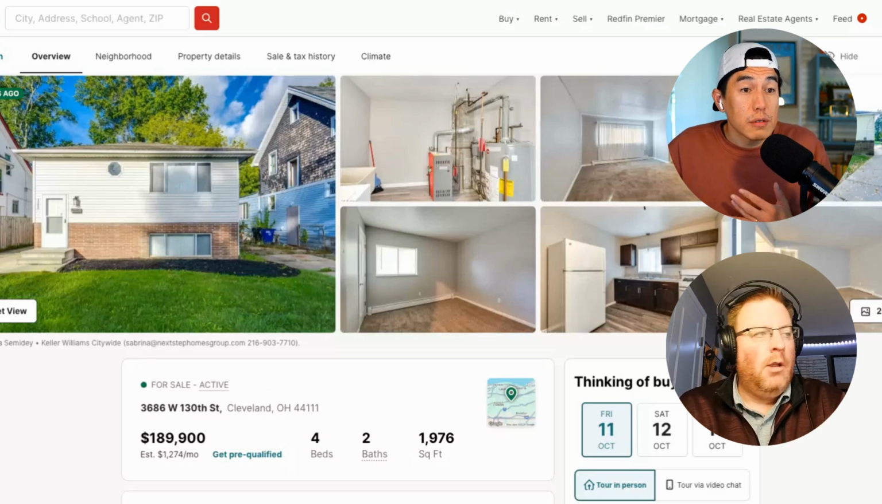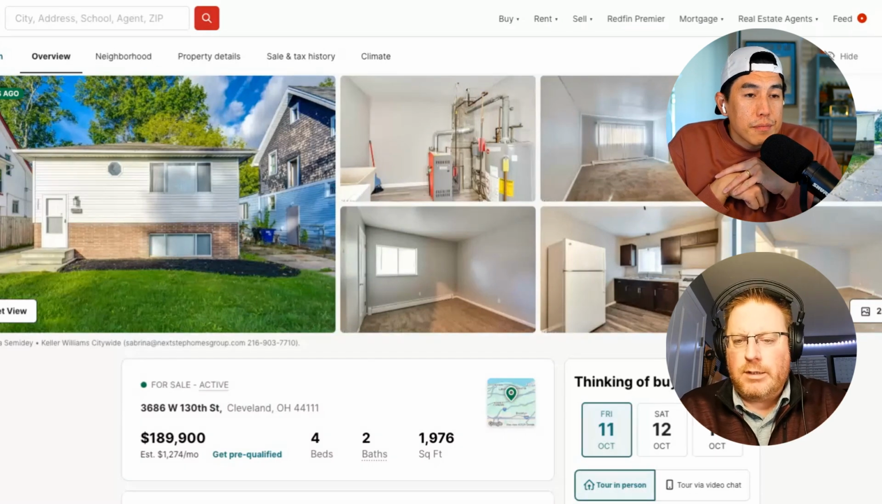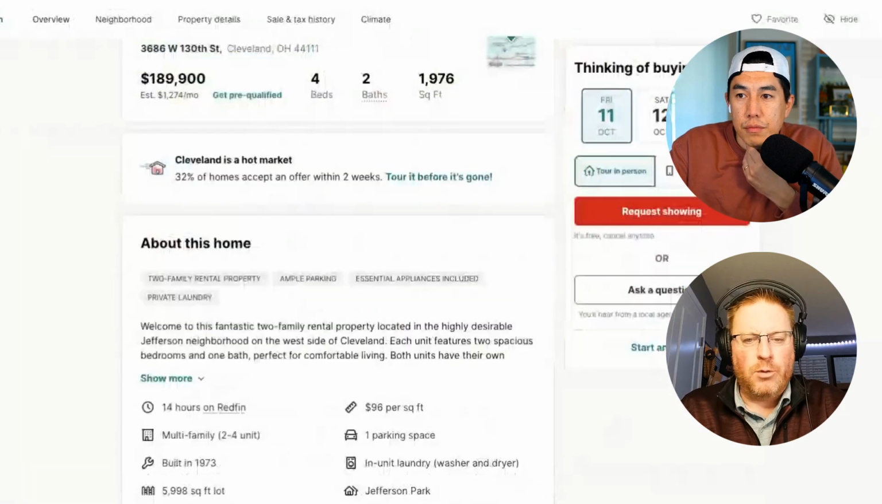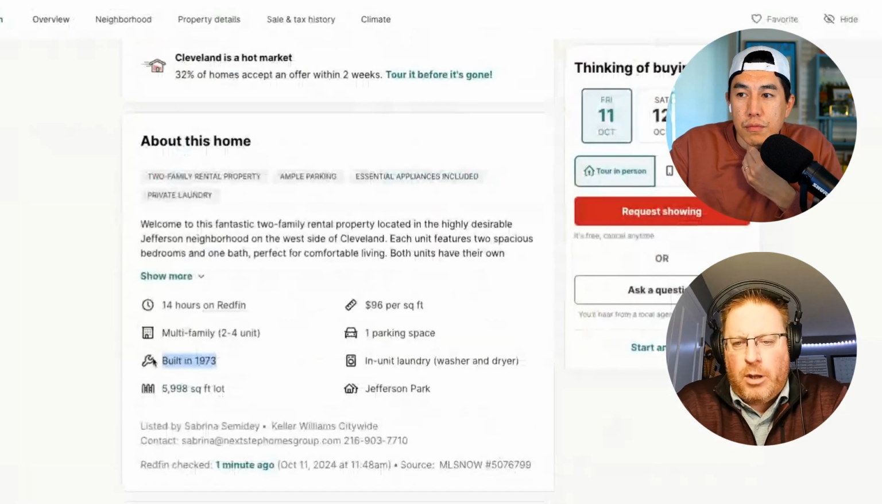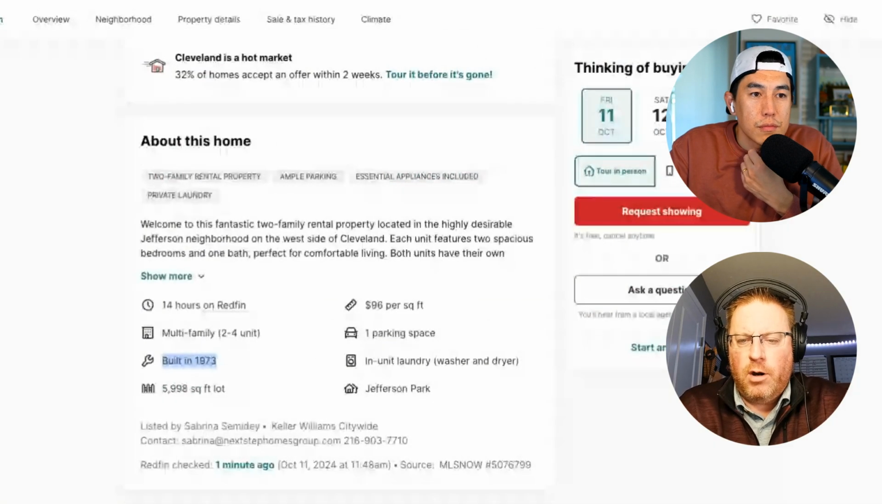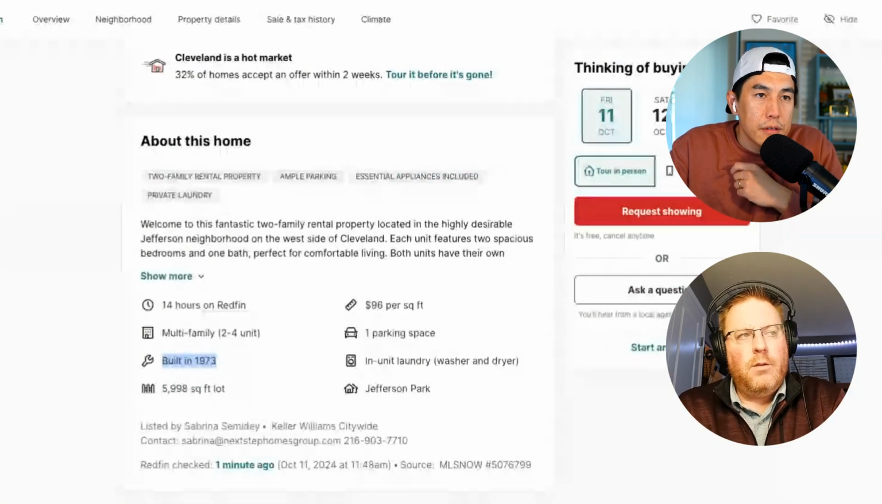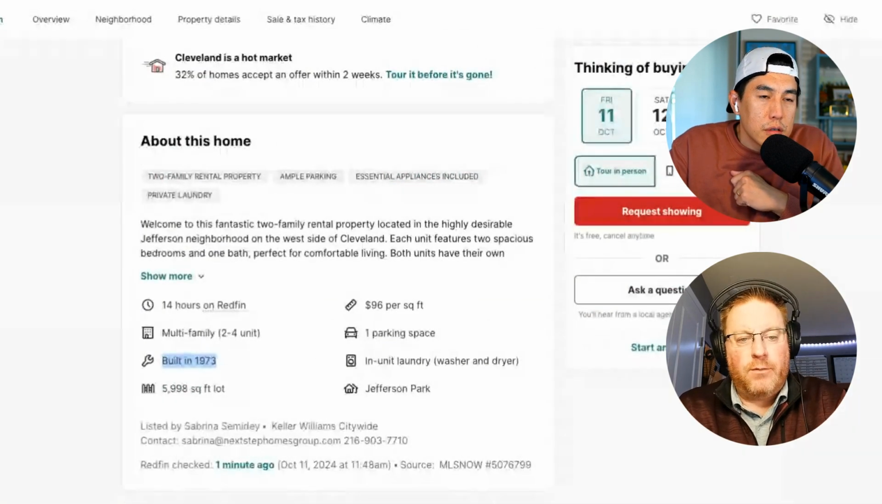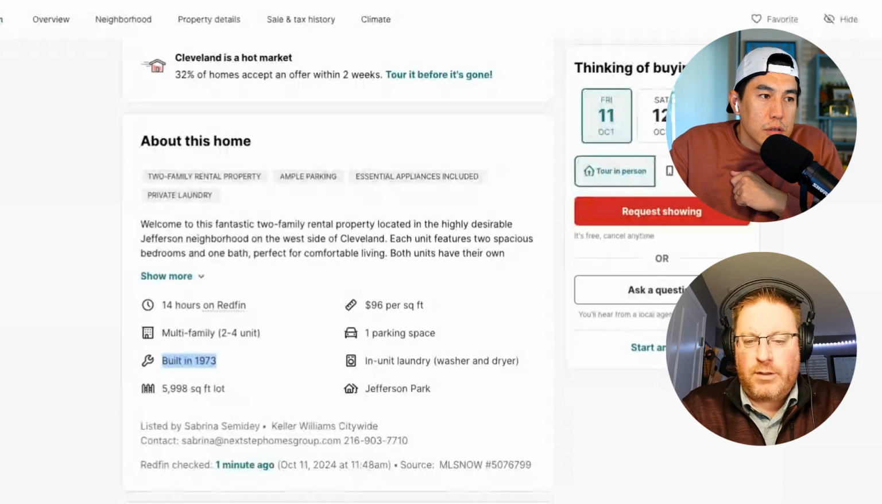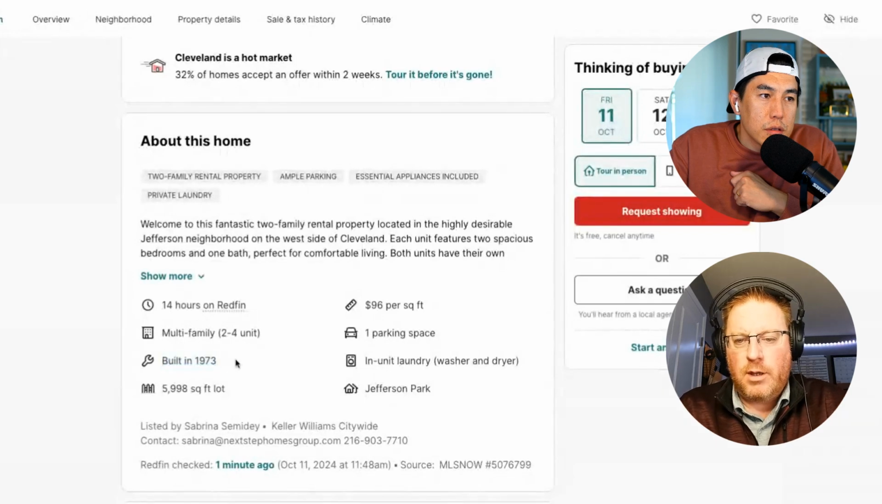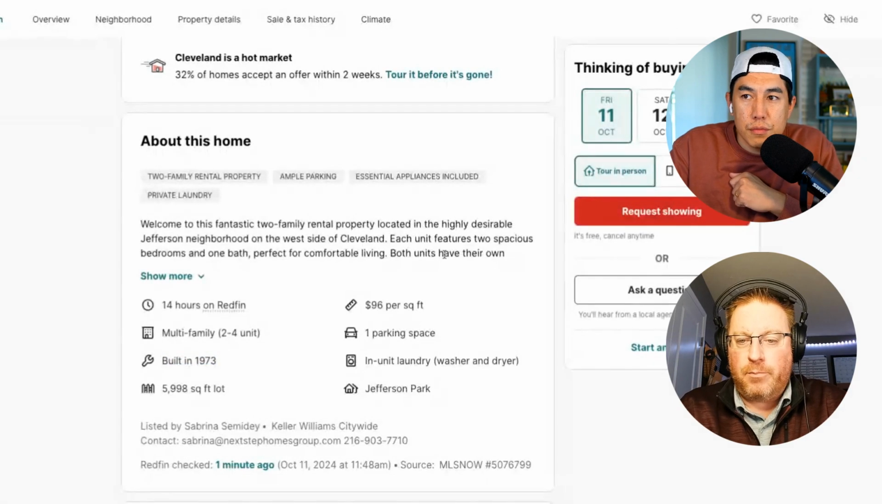I do like the property. I like the fact that it's built in 1973, straight off the rip, so you've got modern construction. Obviously, like I mentioned, I have concerns about that vacant property next door. But what really is attractive to me on this one is the fact that they have a tenant in place in one of the units, paying a pretty good clip.